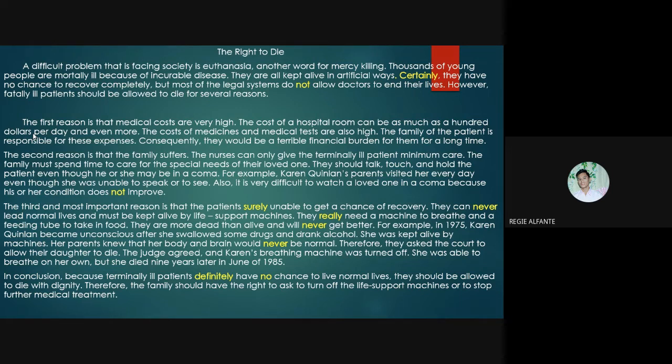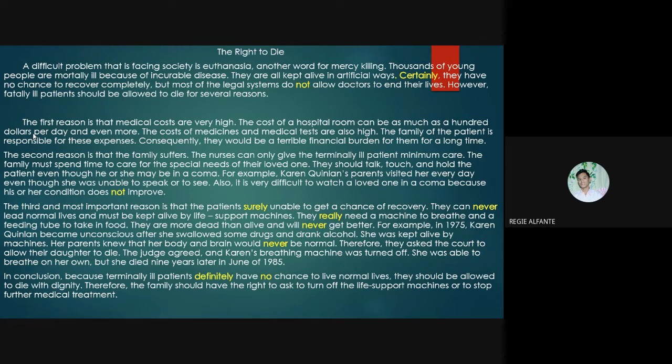The second reason is that the family suffers. The nurses can only give the terminally ill patient minimum care. The family must spend time to care for the special needs of their loved one. They should talk, touch, and hold the patient even though he or she may be in a coma. For example, Karen Quinlan's parents visited her every day, even though she was unable to speak or to see. Also, it is very difficult to watch a loved one in a coma because his or her condition does not improve.